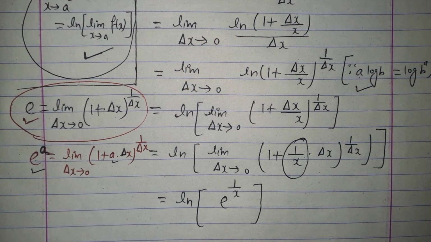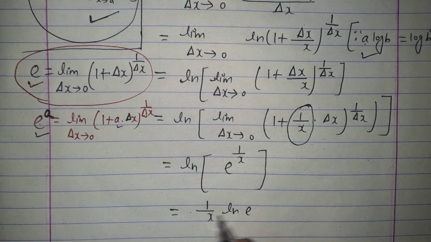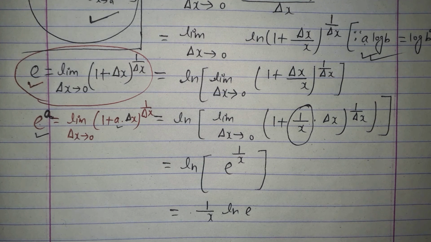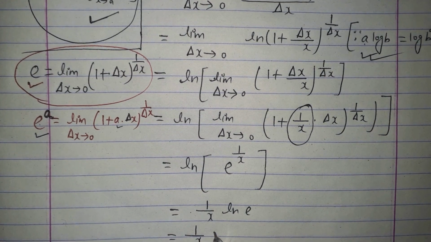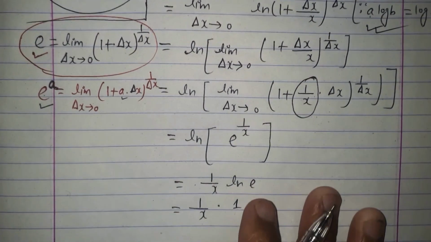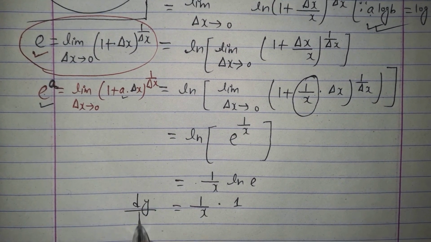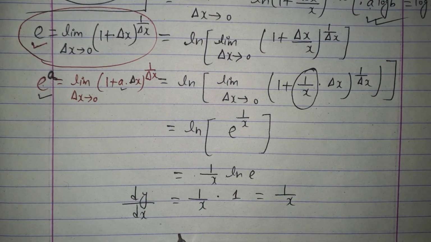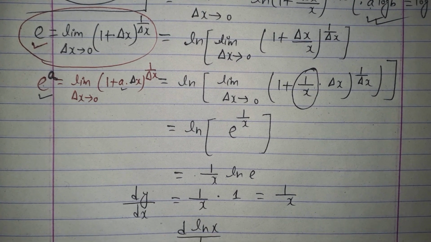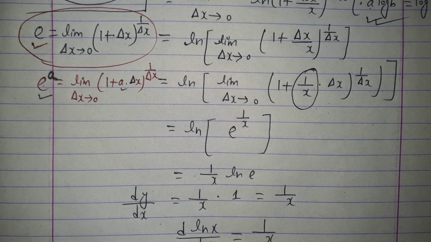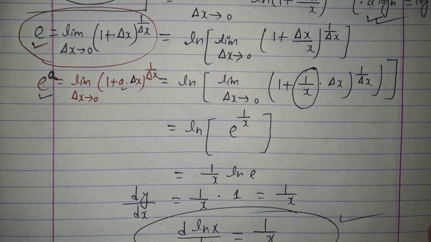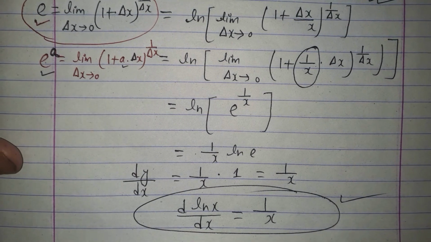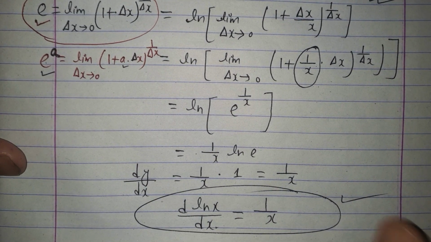And we can simplify this. This can be written as 1 over x ln of e, just using the power law. And 1 over x times ln of e is just 1. So the derivative of y with respect to x is 1 over x. Therefore we can conclude that the derivative of ln of x with respect to x is just 1 over x. Here we finally prove this formula. Please remember that the derivative of ln of x with respect to x is just 1 over x.